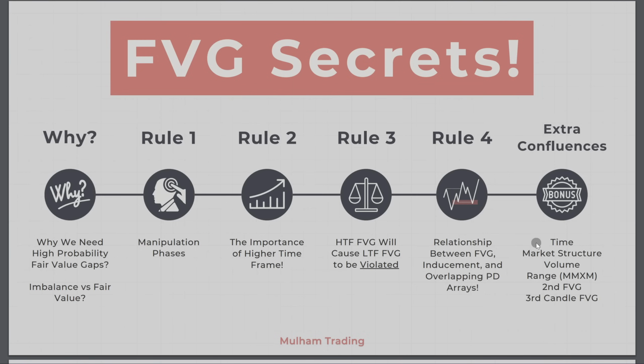So we're going to cover 6 more confluences, including time, market structure, volume, range, and that's also a market maker's model. Then the second fair value gap, and third candle fair value gap. All of those things are going to be in the extra confluences section. That's the bonus that's going to be at the end of the video. So make sure to watch the video to the end. I promise you that even 5%, 10%, that's going to make you a better trader, even with a small percentage.